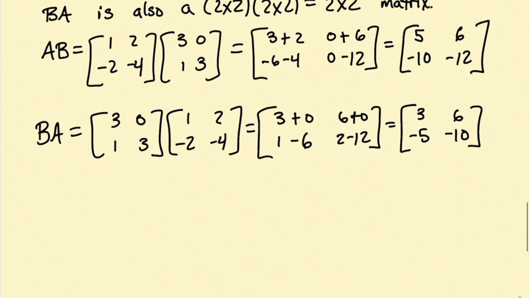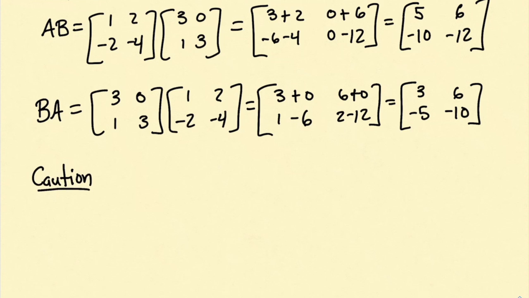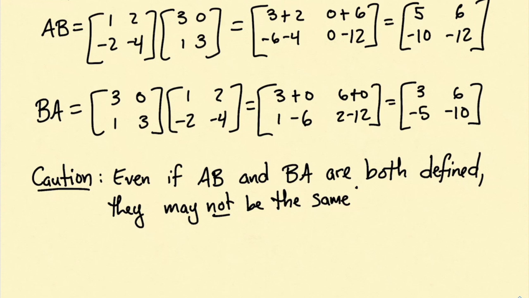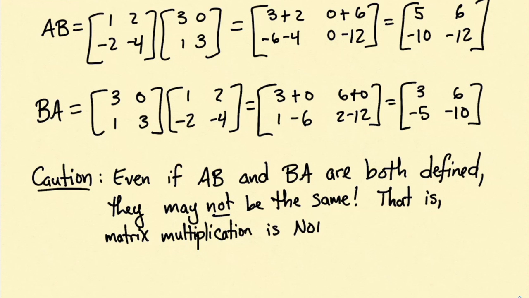so as a word of caution, even if the matrix AB and the matrix BA are both well defined, they may not be the same. So matrix multiplication, unlike normal multiplication of numbers, is not a commutative operation.